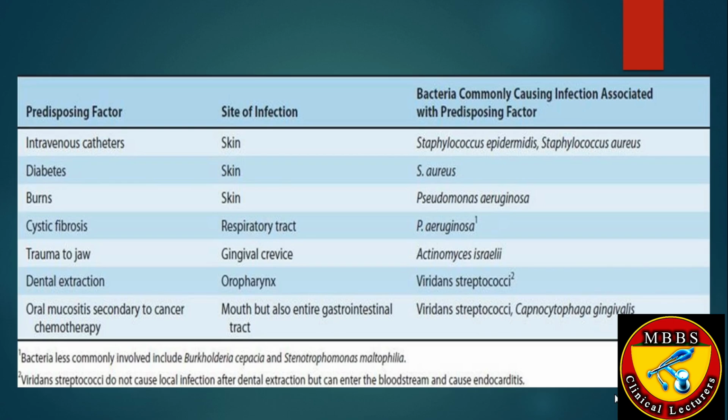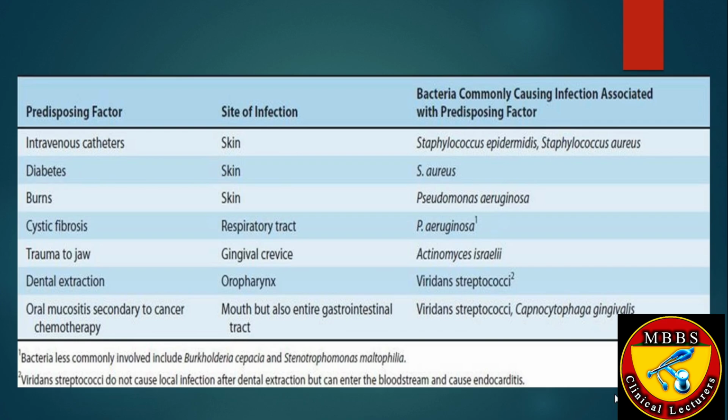Pseudomonas aeruginosa causes infections in burns, in patients who have had severe burns, and also in cystic fibrosis. Cystic fibrosis is a condition in which there is a mutation in the CFTR gene, as a result of which very thick and copious mucus is produced, and this mucus is so thick that it starts clogging the small vessels and the respiratory tract. Whenever the patient has cystic fibrosis, the chances of infection by Pseudomonas aeruginosa are increased, but Burkholderia cepacia and Stenotrophomonas maltophilia infections are also seen.